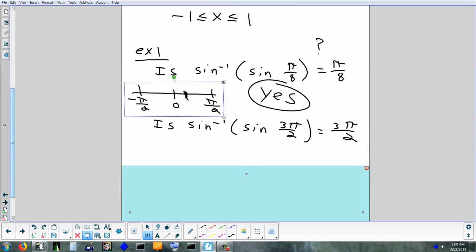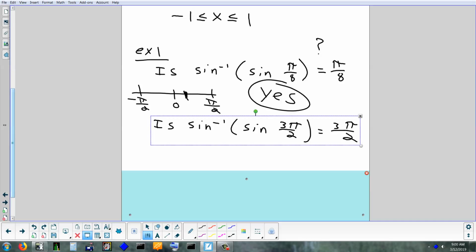All right, let's try this one. Inverse sine of the sine of 3 pi over 2. So we're supposed to be between negative pi over 2 and pi over 2, and we're looking at 3 pi over 2.